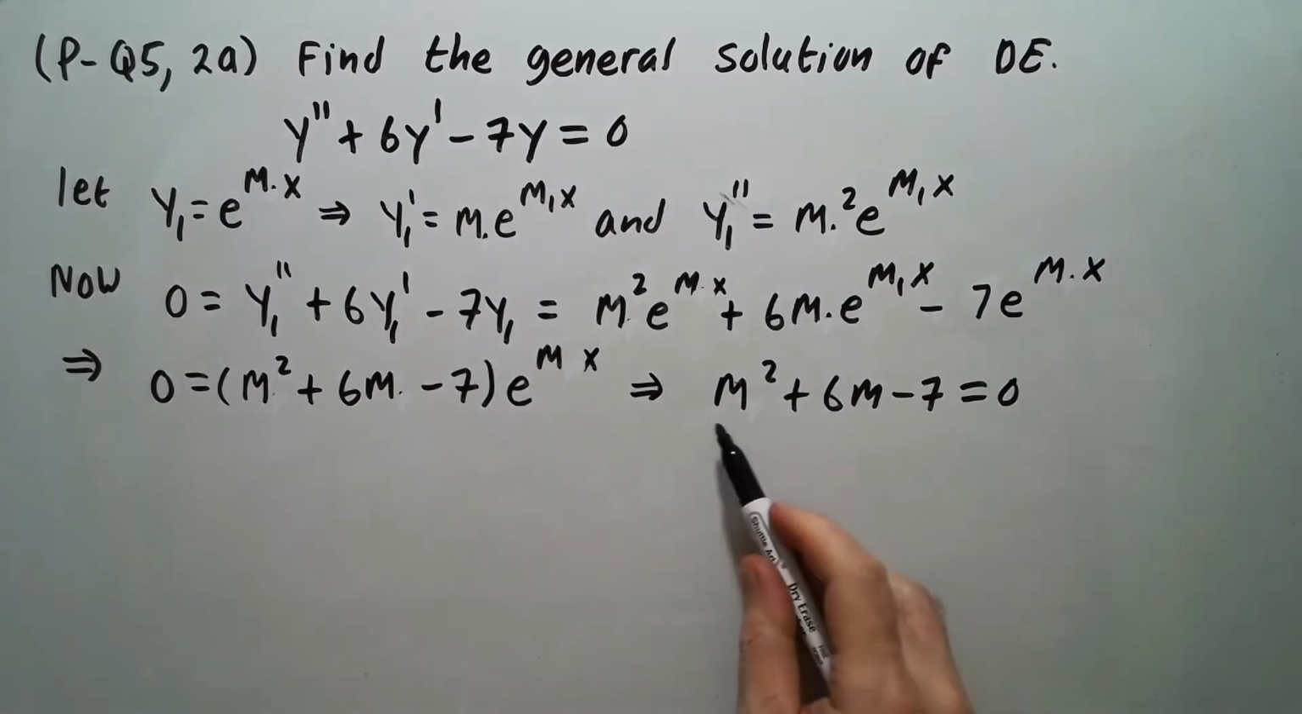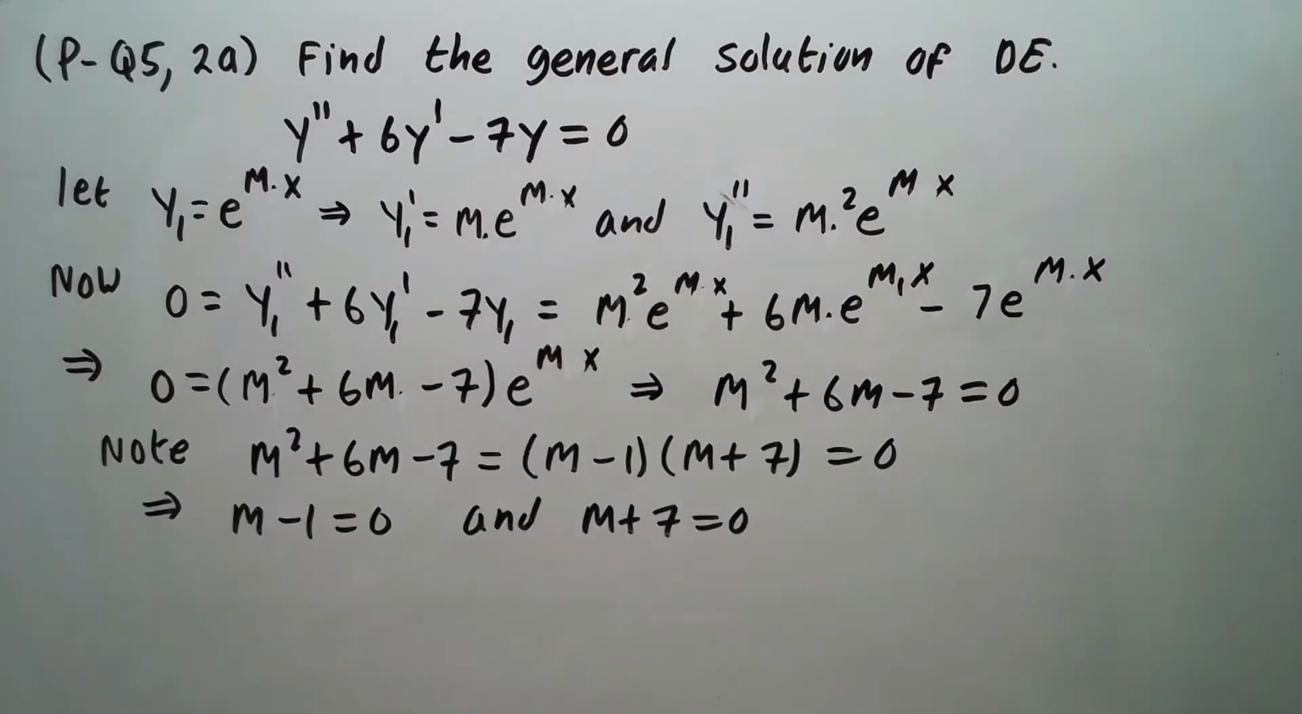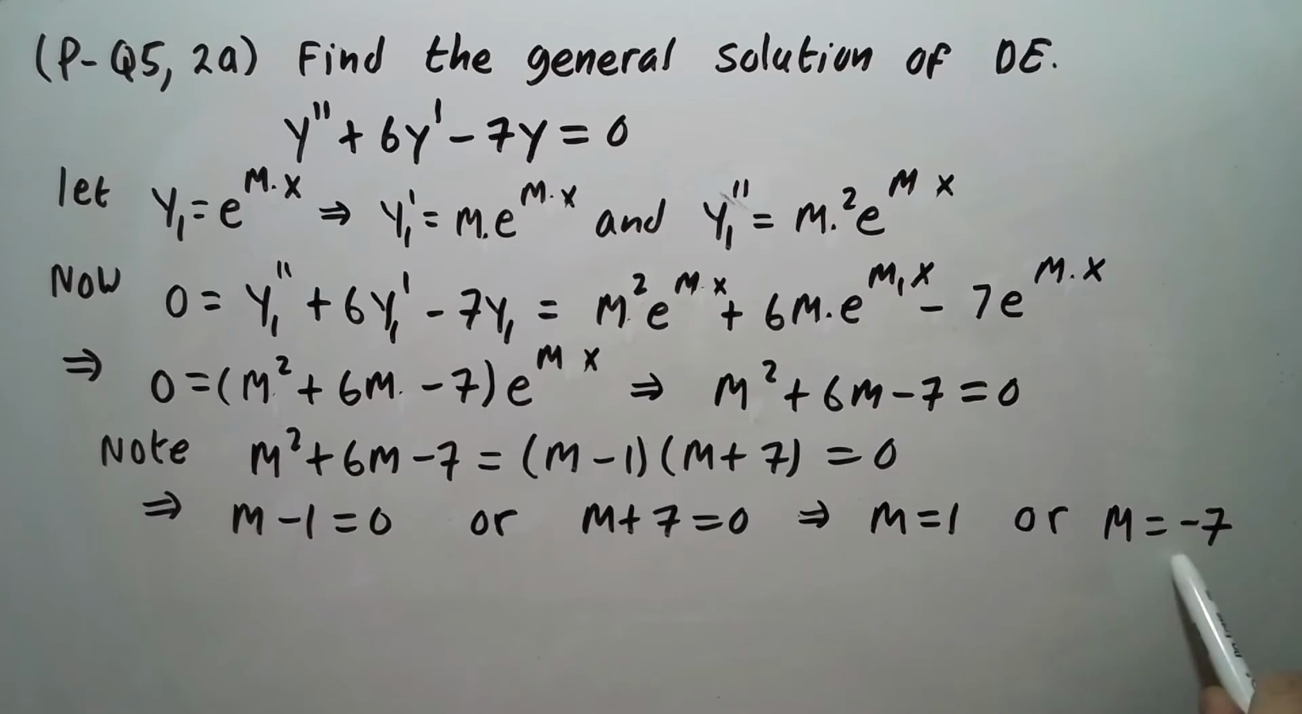And notice this guy is going to factor. It's going to factor as m minus 1, m plus 7. You can check and multiply it out. So therefore we're going to have m minus 1 equals 0 and m plus 7 equals 0. So this tells us that m is 1, and this is saying m is minus 7. So we have m is 1 or m is minus 7.